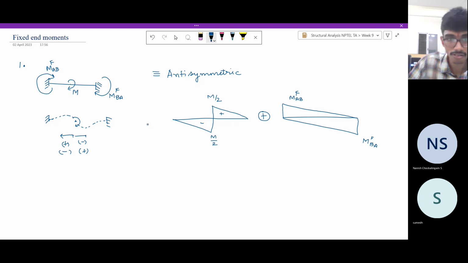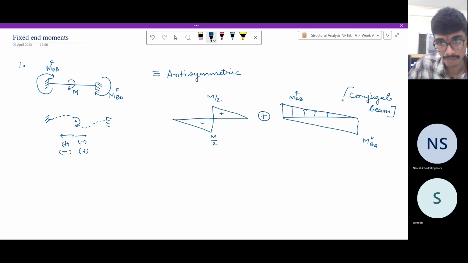Now what is the condition on the conjugate beam? The slope here is 0, which means, if this is the conjugate beam, I can replace it with a loading. This conjugate beam can be replaced with a loading of intensity M by EI. So I can put M by EI here, where I have EI and EI. So here also I can put 2.